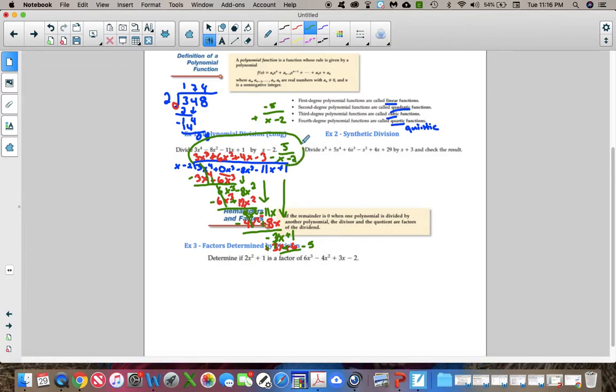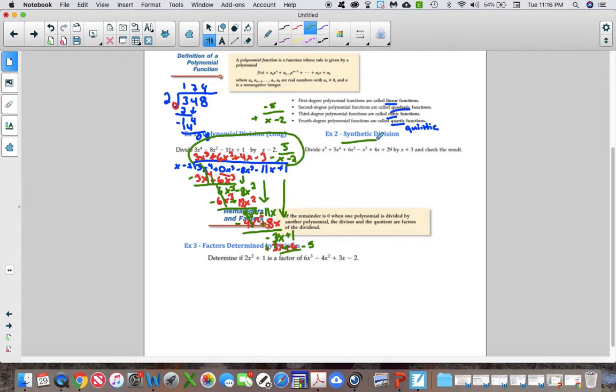This entire thing is your whole answer. So there's that. Okay, so that was long division. All right, most people like synthetic division a lot better. So this is synthetic division. Okay, and there's a time and place where long division and synthetic division should be used.